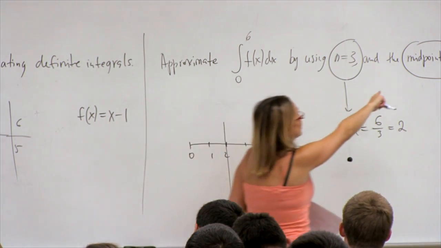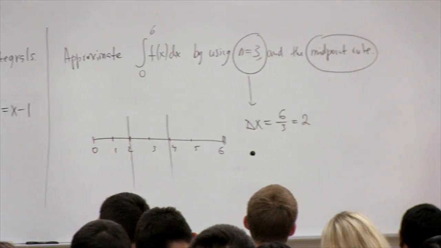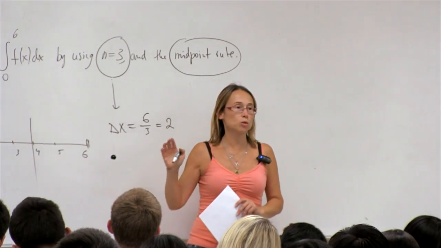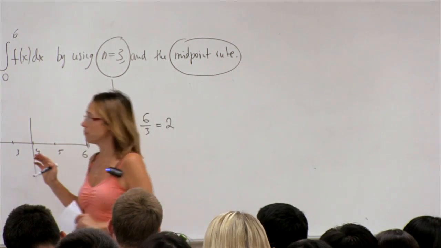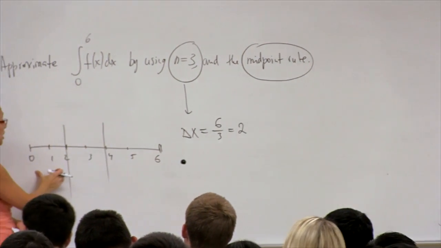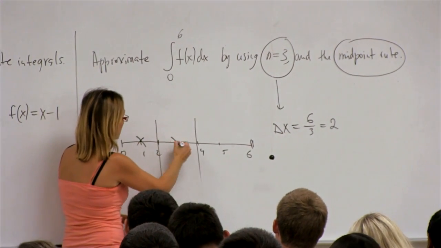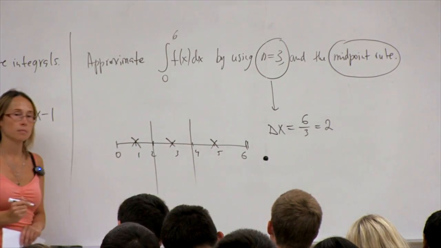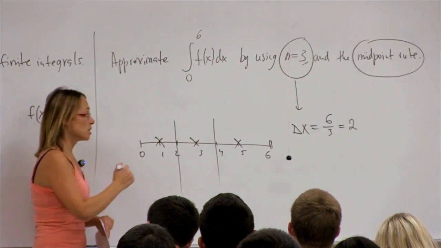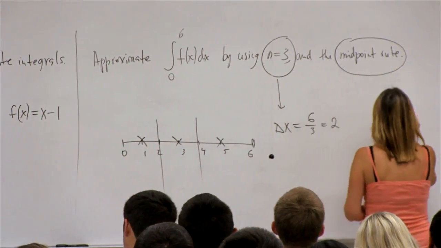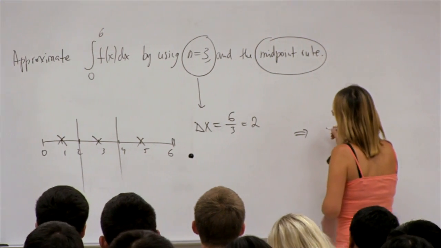The second piece of information here is the midpoint rule. What do I have to do? I have to identify the point at which I need to evaluate f in my sum. Midpoint rule means that in each interval, I have to take the middle. This, this, and this. Okay? So these crosses tell me what values of f to use.